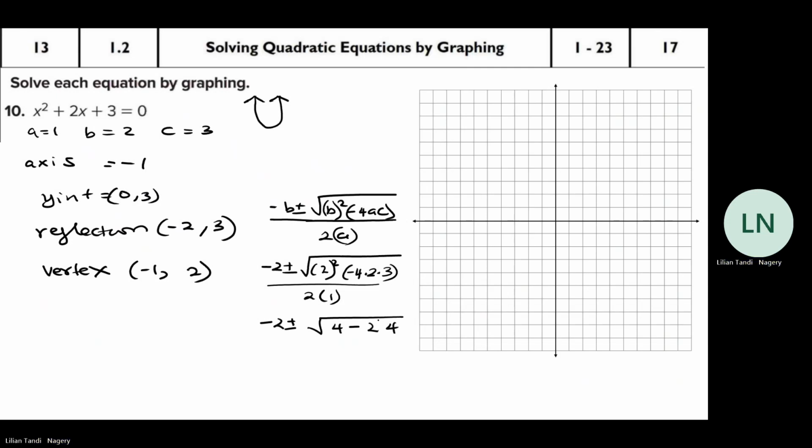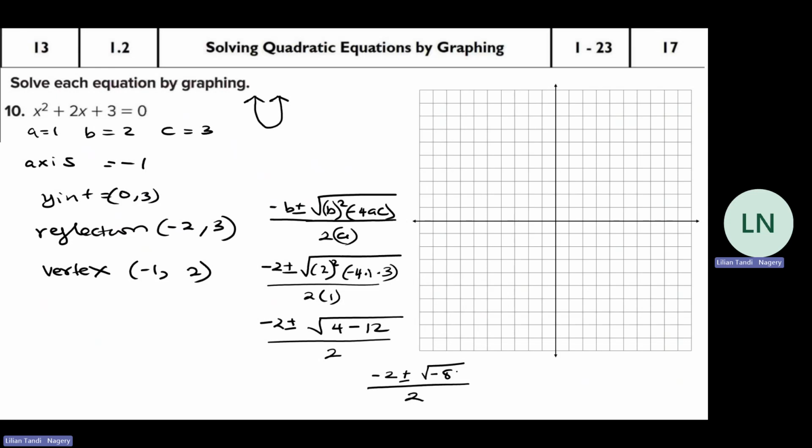So, or what did I do? What is my A? 1. Where did I get 2 from? I don't know. So minus 12 over 2. So then I have -2 plus or minus square root of -8 over 2.